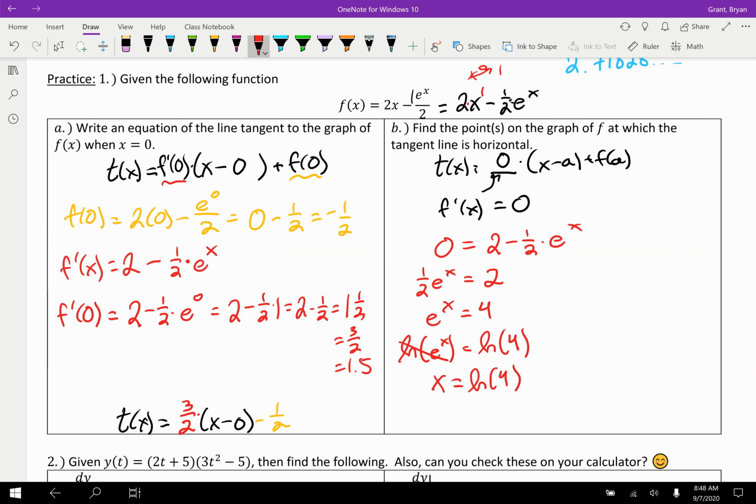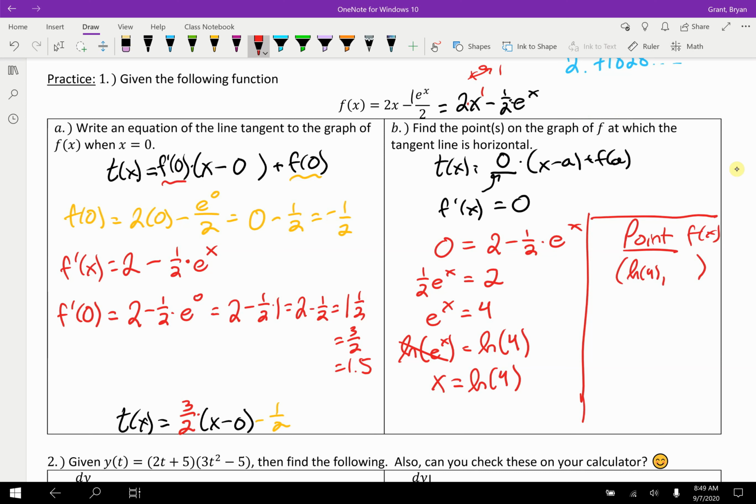Now, they said find all points. We found part of a point. Don't forget that if we want to find a full point, we need both an x and a y, and we know it's natural log of 4 comma something. Well, this is a point on f of x, right? They said on the graph of f.